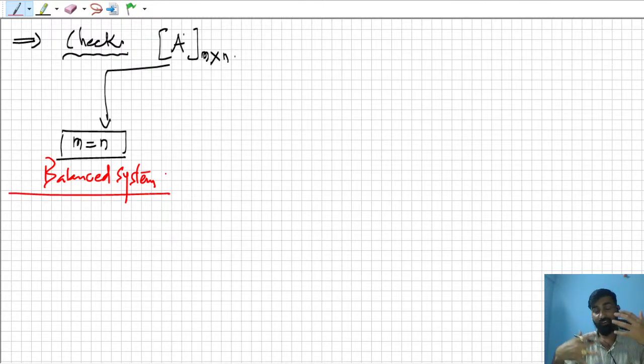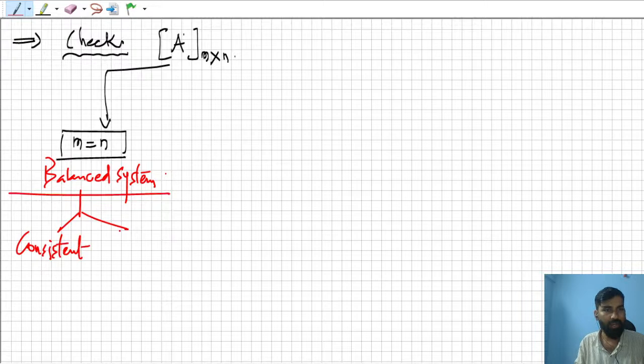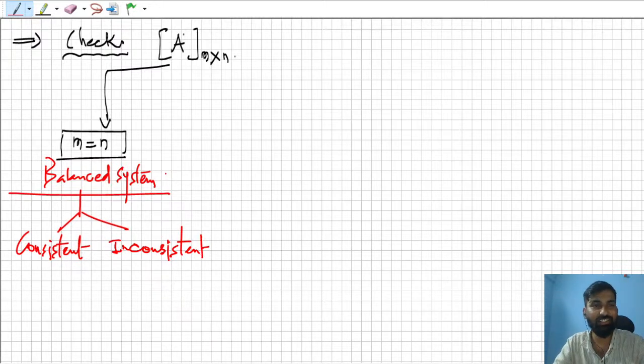If there is a balanced system, three kinds of solutions are possible. If you have to claim what kind of solution you are going to get, there will be three situations. First, whether the system of linear equations is consistent or inconsistent. How to decide? If there are two equations, you can quickly decide consistency. But with three, four, five equations, you have to write the augmented matrix first, then reduce it to echelon form. Echelon form means what? I am going to come to that.